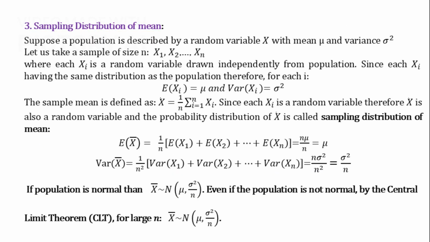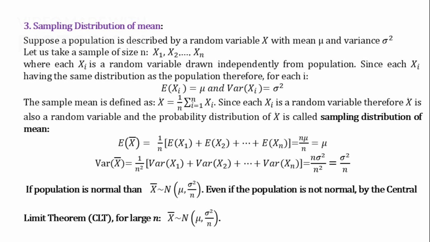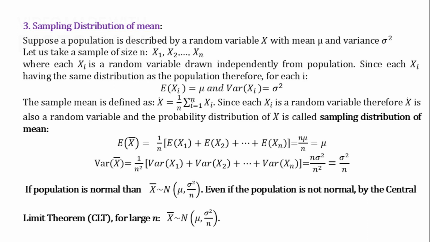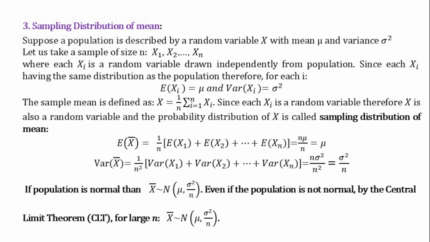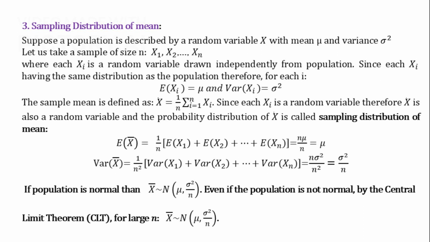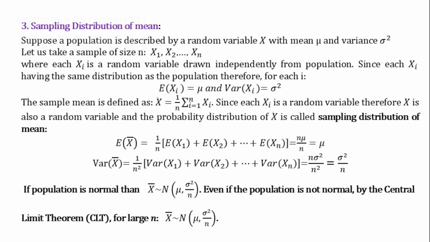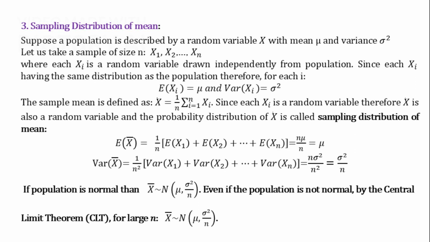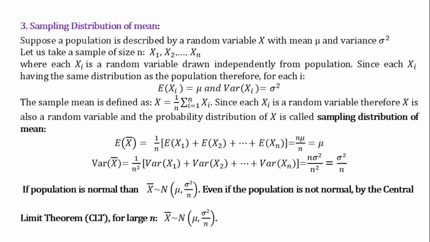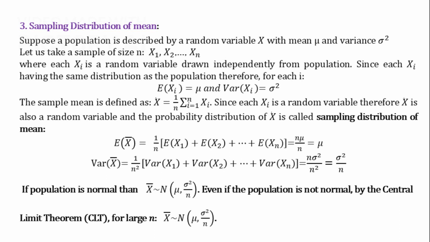Sampling distribution of mean: suppose a population is described by a random variable x with mean mu and variance sigma square. Let us take a sample of size n, x1, x2, ..., xn, where each xi is a random variable drawn independently from the population. Since each xi has the same distribution as the population, therefore, for each i, expectation of xi equals mu and variance of xi is equal to sigma square. The sample mean is defined as following: since each xi is a random variable, x bar is also a random variable, and the probability distribution of x bar is called the sampling distribution of the mean.